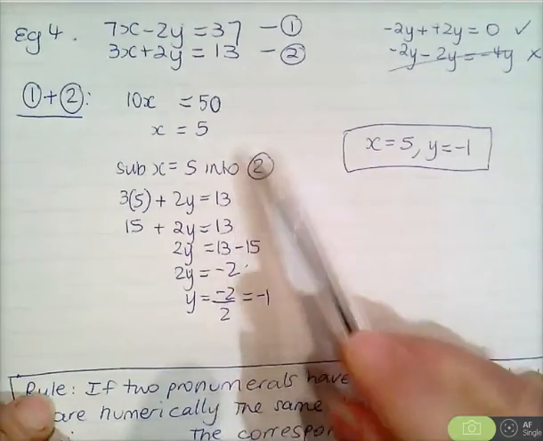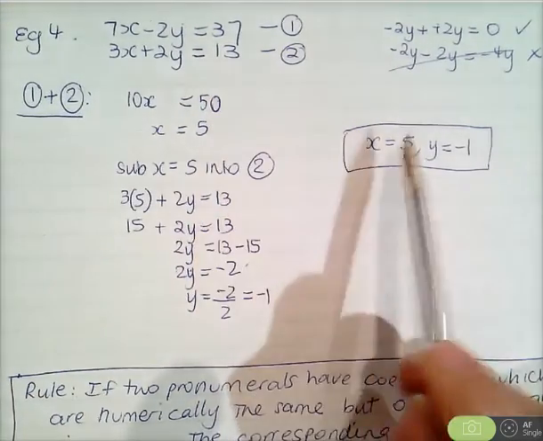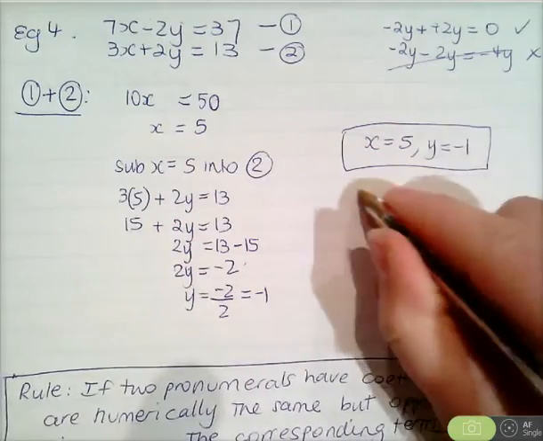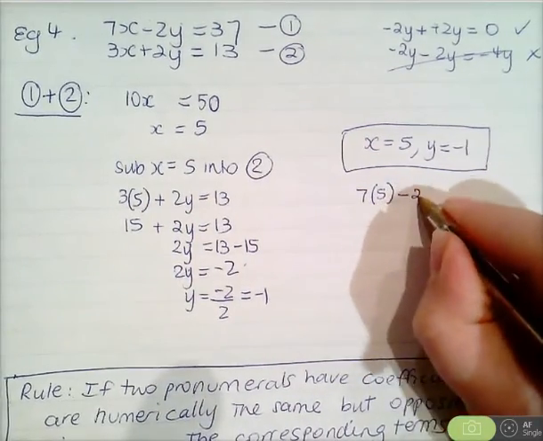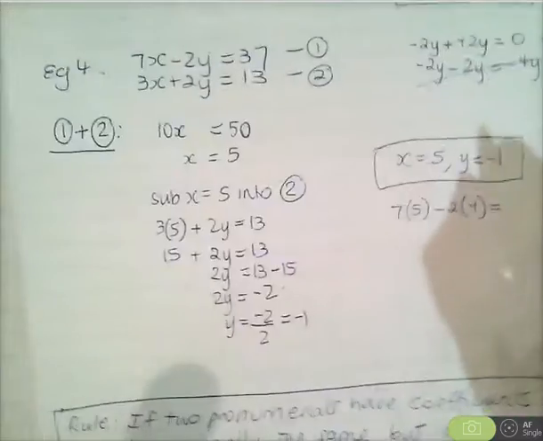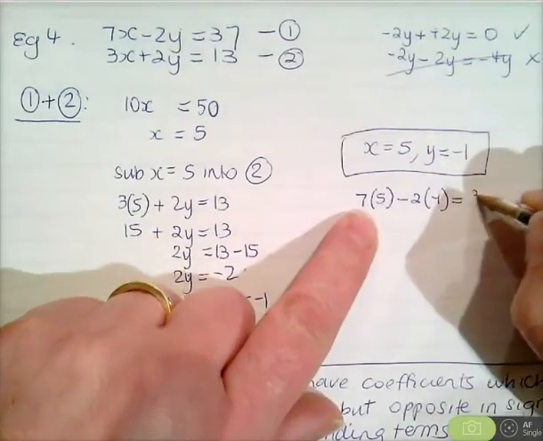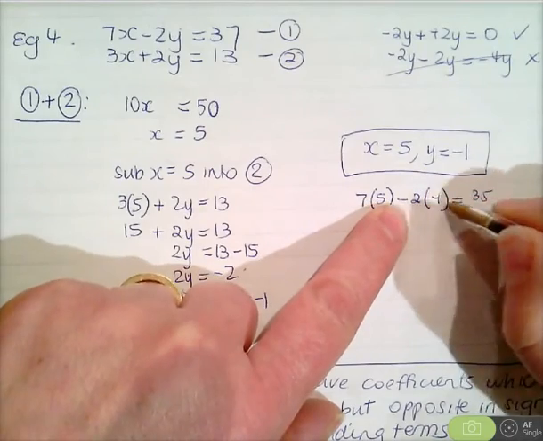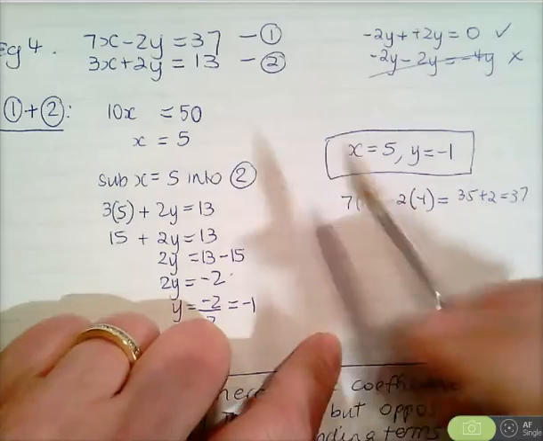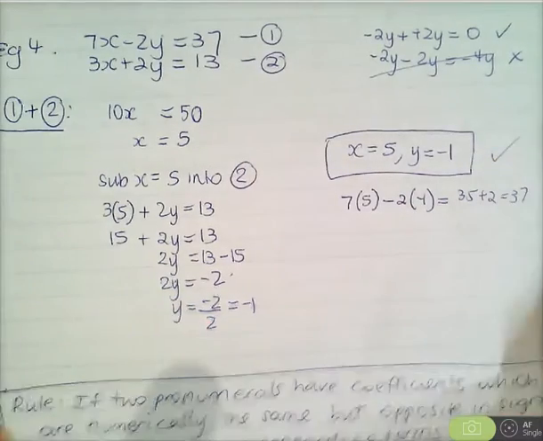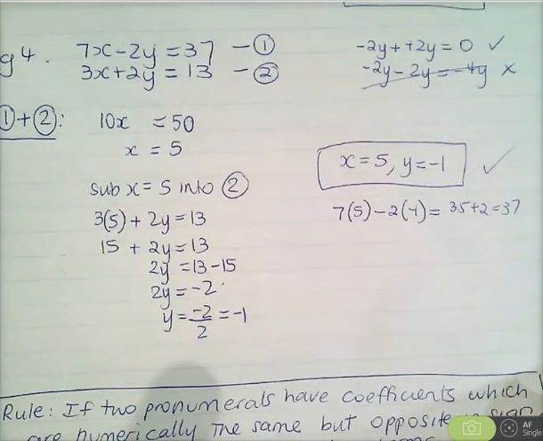Now I've just substituted into equation 2, so let's just check our answer with equation 1. I'll do that down here. 7 times x, which is 7 times 5, minus 2 times negative 1. Let's see what we get. 7 times 5 is 35, minus 2 times negative 1 is plus 2, and the answer we get is 37, which is correct. And so therefore, the solution to our equation is x equals 5, y equals negative 1.